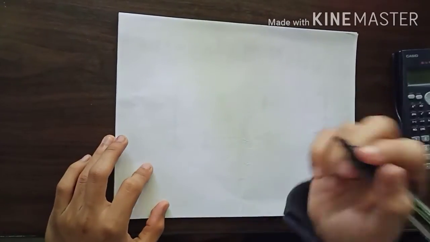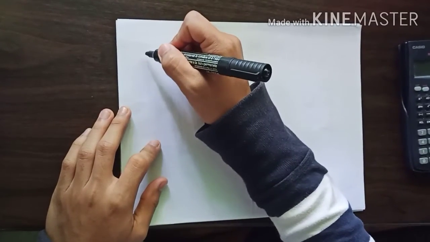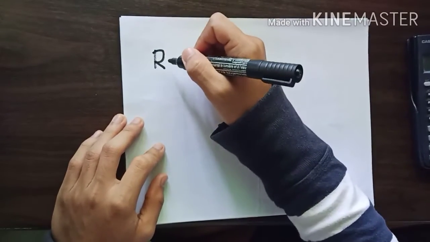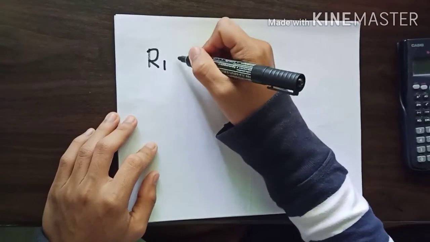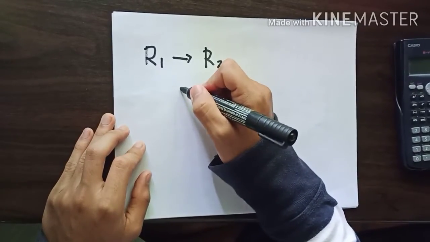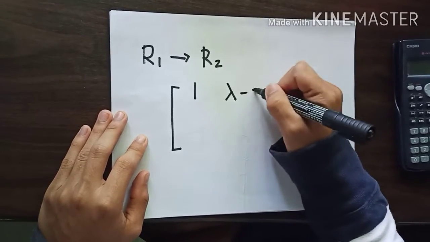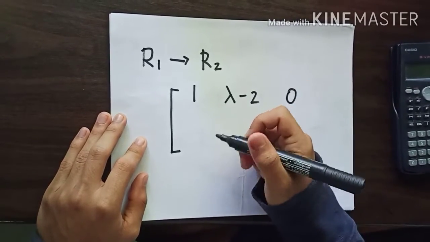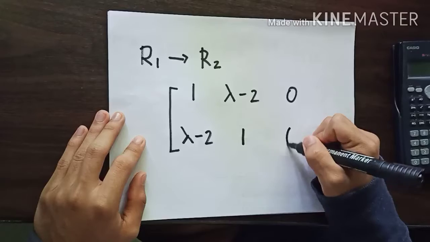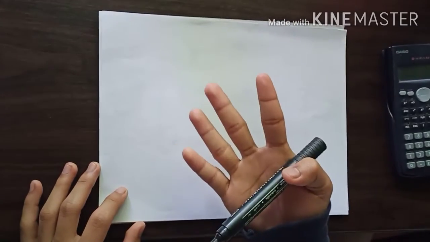So for step 3, we will just have to interchange row 1 and row 2. So now we will have 1, lambda minus 2 and 0 for row 1. Now we will have lambda minus 2, 1, and 0 for row 2. So now let's proceed to step 4.